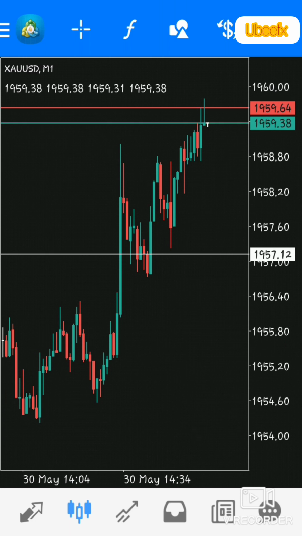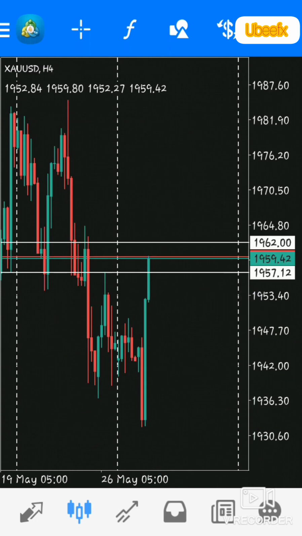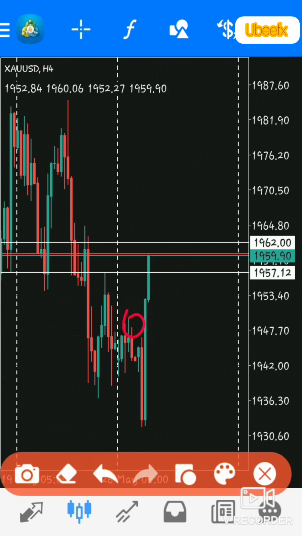Alright, so let's go to 4-hour. Now we are in the 4-hour time frame, and you can see this massive movement. I was looking at this level earlier, and gold failed to respect this zone. So now I'm looking at this zone, and another zone I am looking at is this zone here.